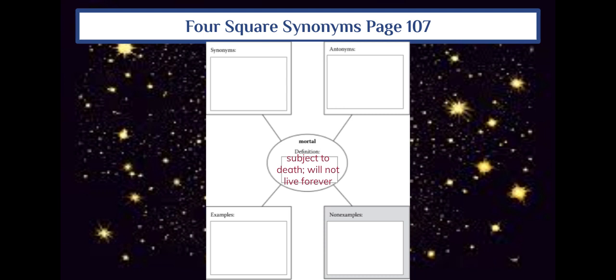Look at our center square, our center circle. We have the word mortal. Mortal means subject to death or will not live forever. I want you to go ahead and fill in that center circle with the definition of mortal.